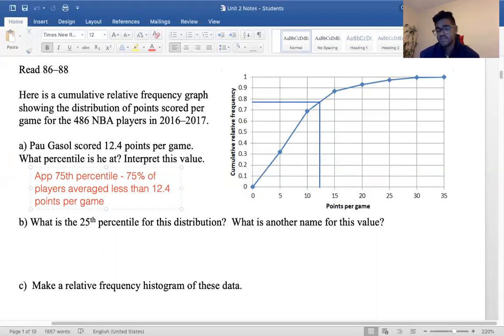And again, I told you this in the summer work, right? AP is not going to, if you just said 75th percentile and left it, you're not going to get any points, right? You may get like half a point for getting the right answer, but the big thing is interpreting that value.